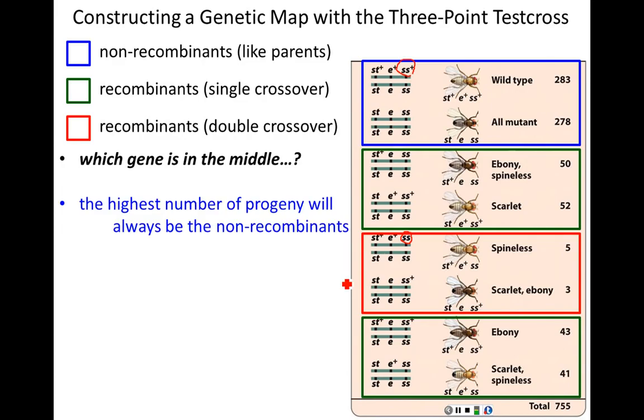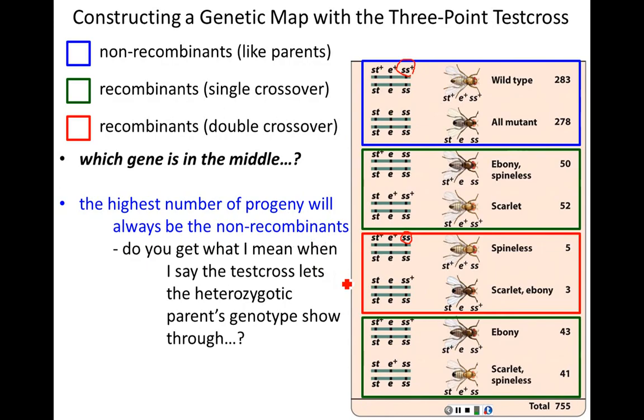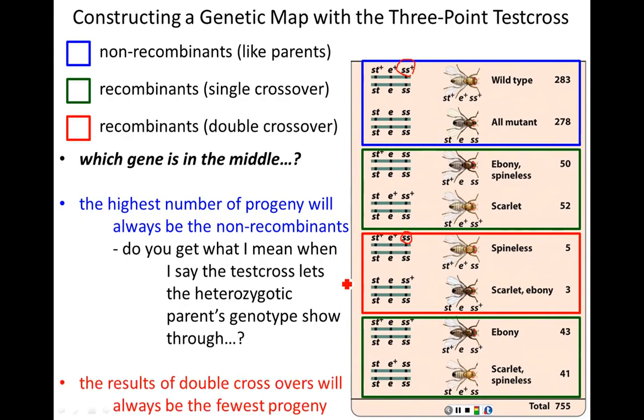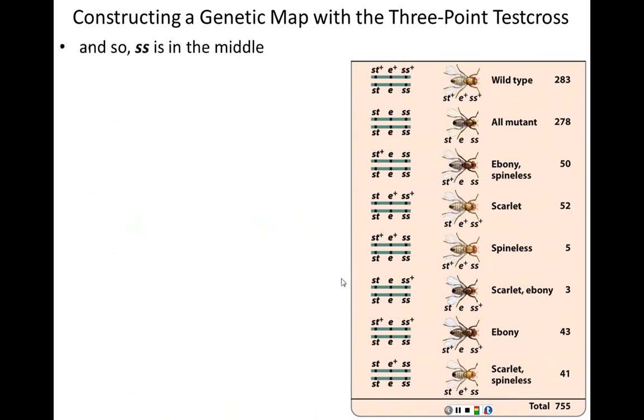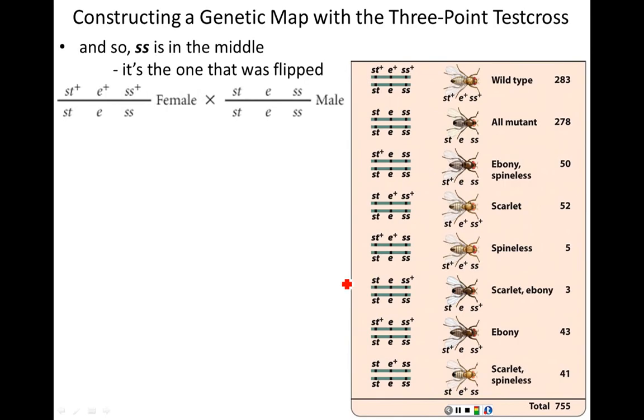The highest number of progeny will always be the non-recombinants. And hopefully you get what I mean, or you're starting to see what I mean when I say that the test cross lets those heterozygotic traits show through. We ignore the bottom chromosome. The heterozygotic parents' chromosomes are what is dictating the phenotypes in the offspring. The result of double crossovers will always be the fewest progeny. The double crossover event switches the middle gene and only the middle gene. So by identifying which allele has been switched relative to the other two, you find your middle gene. It's the only one that was flipped.